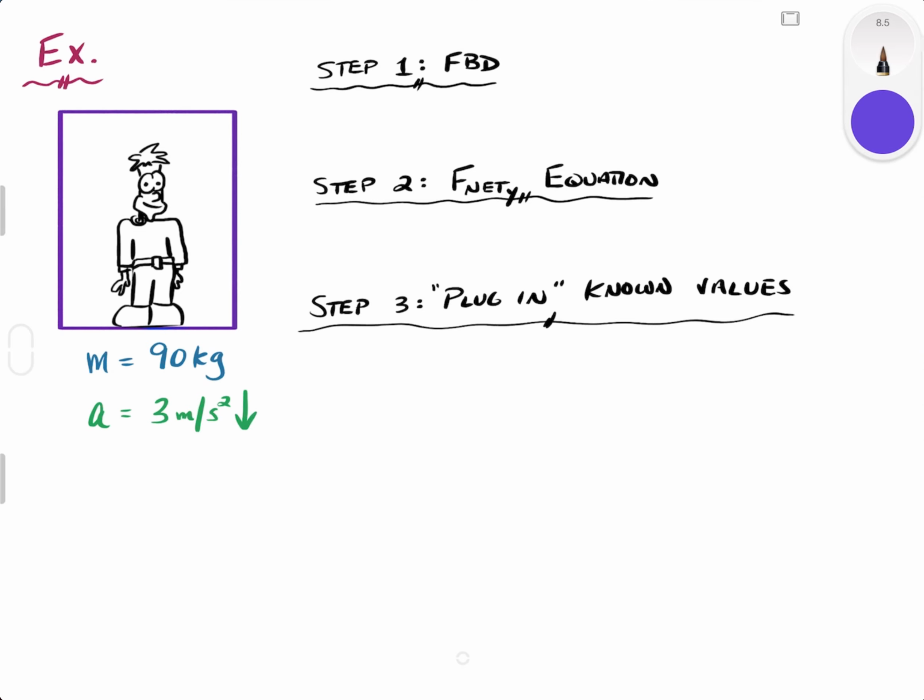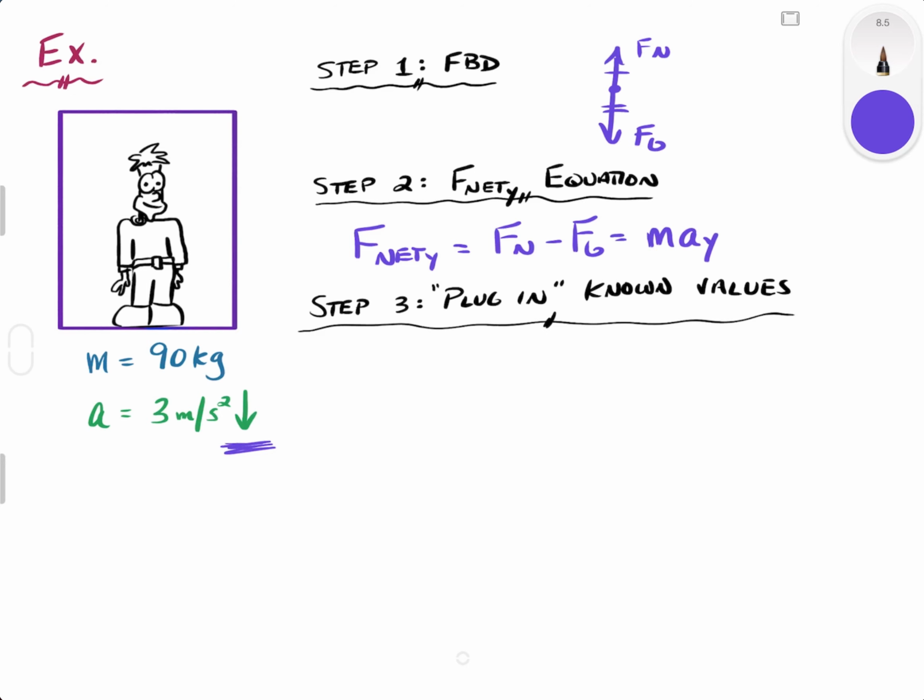All right, we'll look at another one here. Now they're going 3 meters per second squared downwards. So we'll do the free body diagram. We've got Fg. We've got Fn. We know that Fg must be larger than Fn because of this downwards acceleration. So we're going to have the same F net y as our previous problem. We've got Fn going up. We've got Fg going down. And of course, Newton's second law says that must equal Ma y.